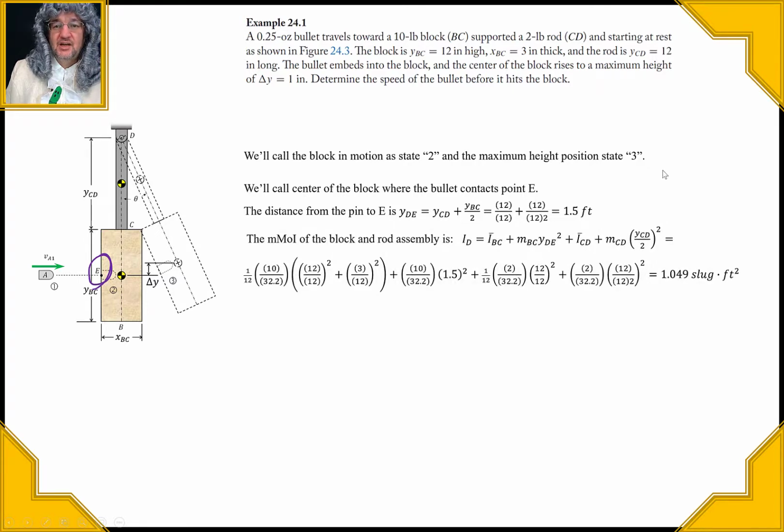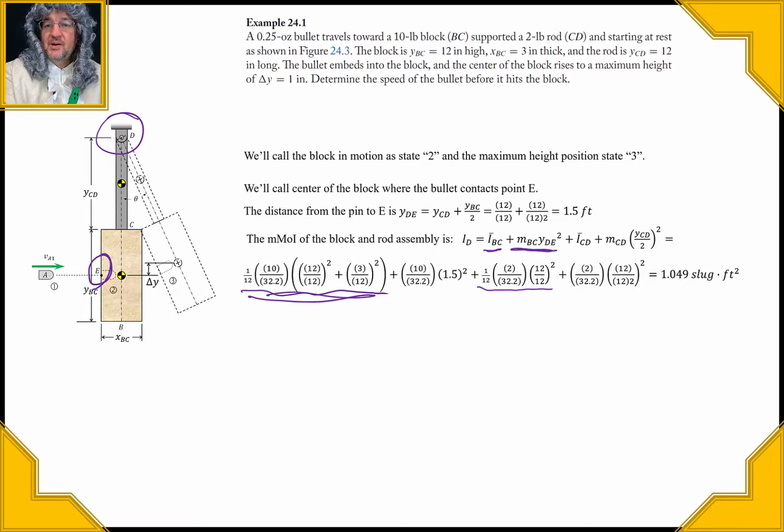So we could also find out what the mass moment of inertia of the block assembly and all of that is. We could find that with respect to point D up here. That'd be a good thing to know. And let me double check something. It appears as if, yeah, okay. So here's the block right there.